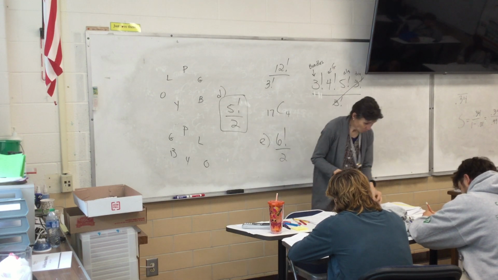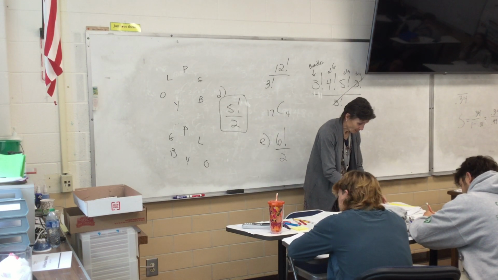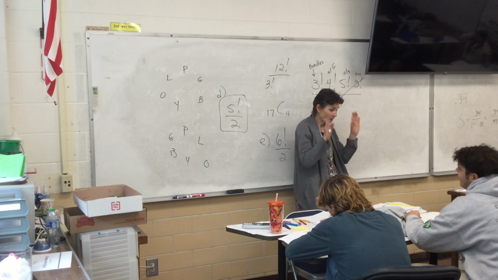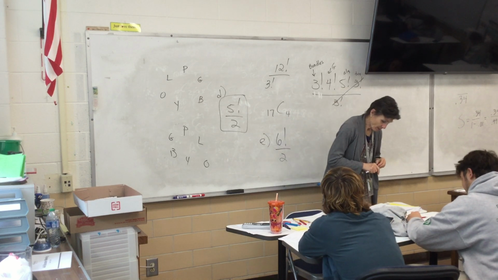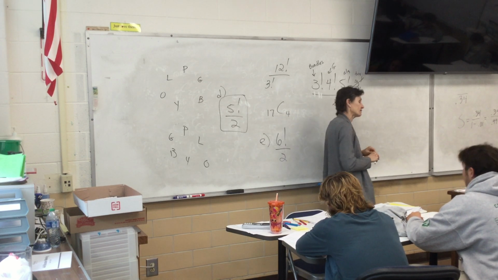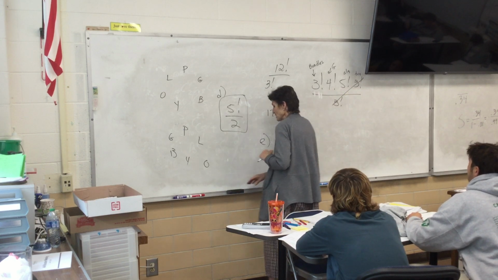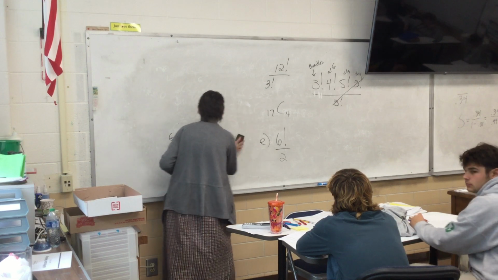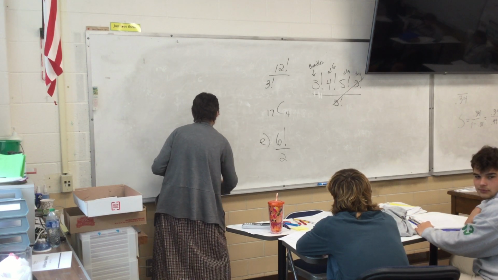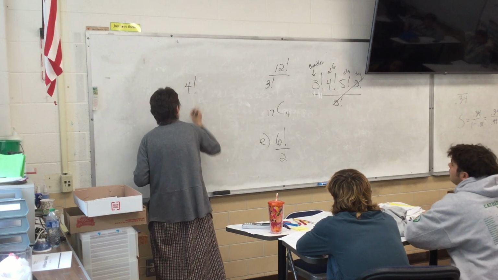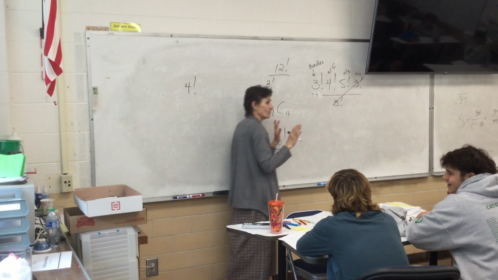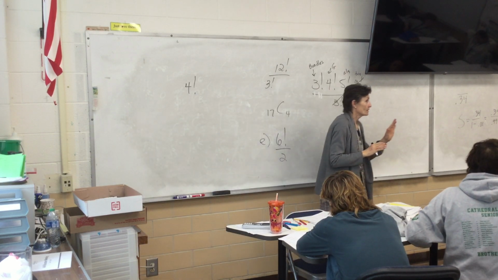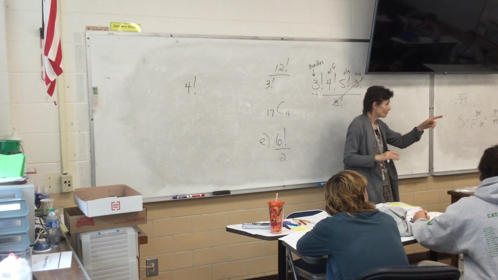All right, last one, and this one's a doozy. How many ways can I arrange 4 couples in a row at the movie theater if each couple has to sit together? All right, I heard a 4 factorial. So let's talk about that. Who said 4 factorial? Megan, you said 4 factorial? Okay, what?